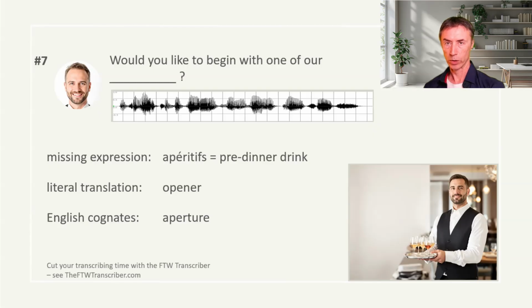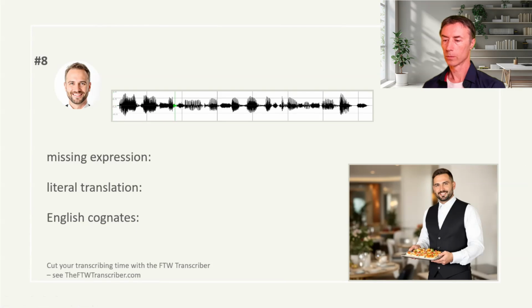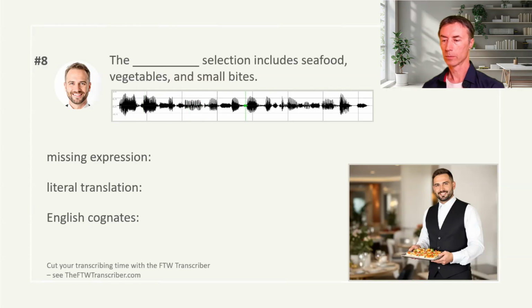Okay, number 8. What's the French word or expression in this sentence? The hors d'oeuvres section includes seafood, vegetables, and small bites. And again with the sentence on the screen. The hors d'oeuvres section includes seafood, vegetables, and small bites. Here comes the answer. It is hors d'oeuvre, which means appetizers or starters. I think appetizers is more common in America, starters in Britain.